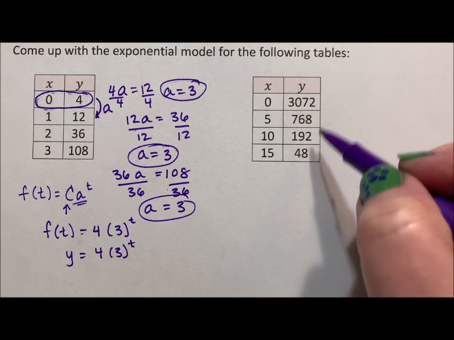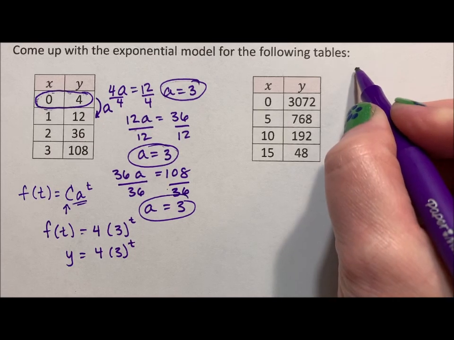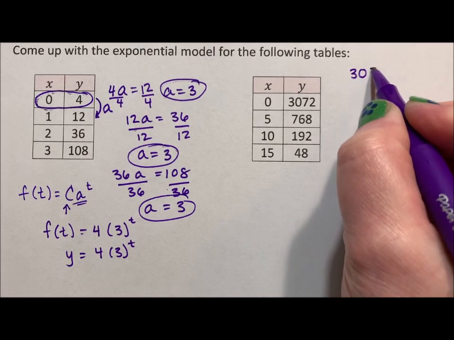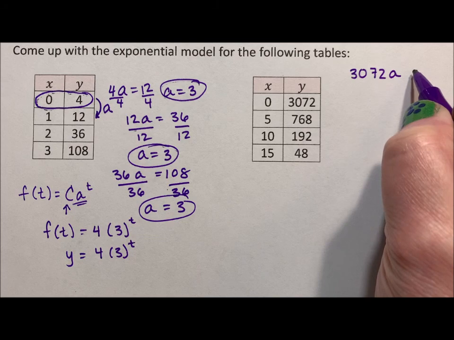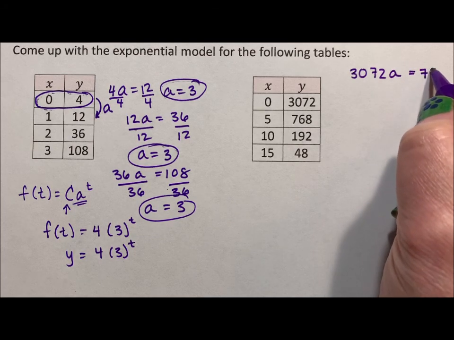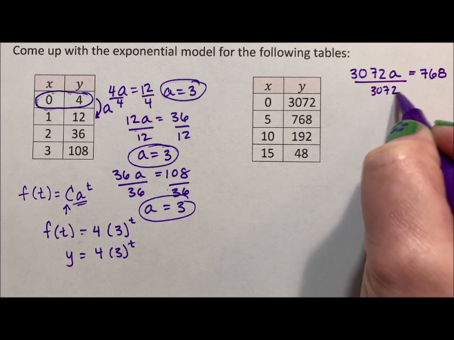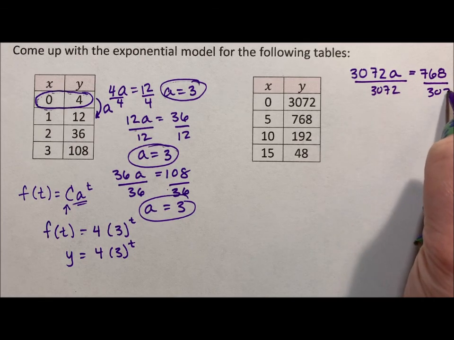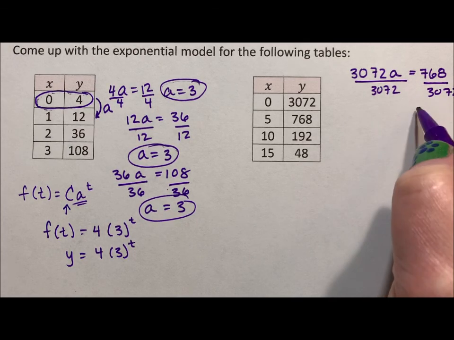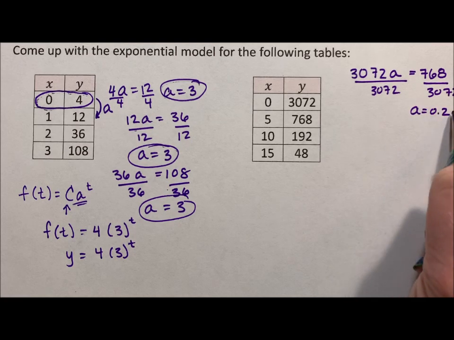Okay, so we're going to do the same thing over here. We're going to say 3072a equals 768. And then we're going to divide by 3072. When we do that, we're going to find out that a is equal to 0.25.